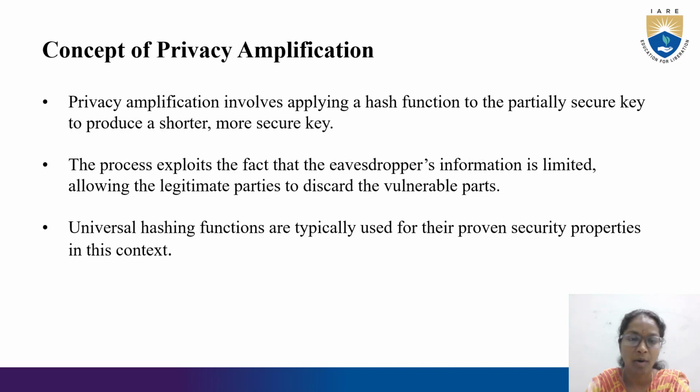Next, the concept of privacy amplification. It involves applying a hash function to a partially secure key to produce a shorter, more secure key. Already we know the hash function, first come first served, works on FIFO. Privacy amplification uses this function, though it provides only partial security for the keys.